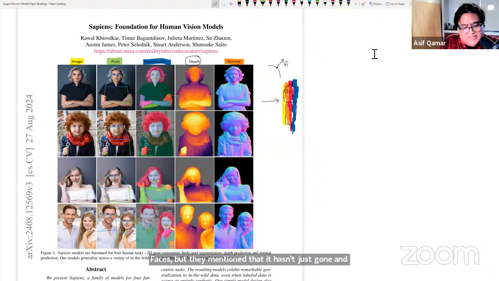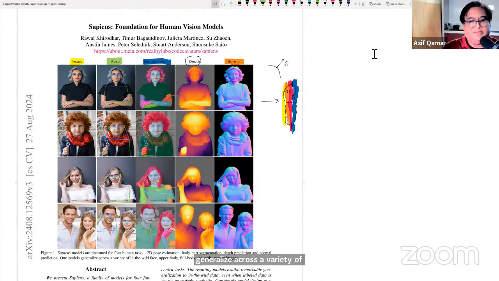It does generalize across a variety of in-the-wild faces. So they tried out experiments by taking faces that this model wasn't trained on, and full body and multi-person images, to validate that it is truly learning. It's truly able to generalize to them.